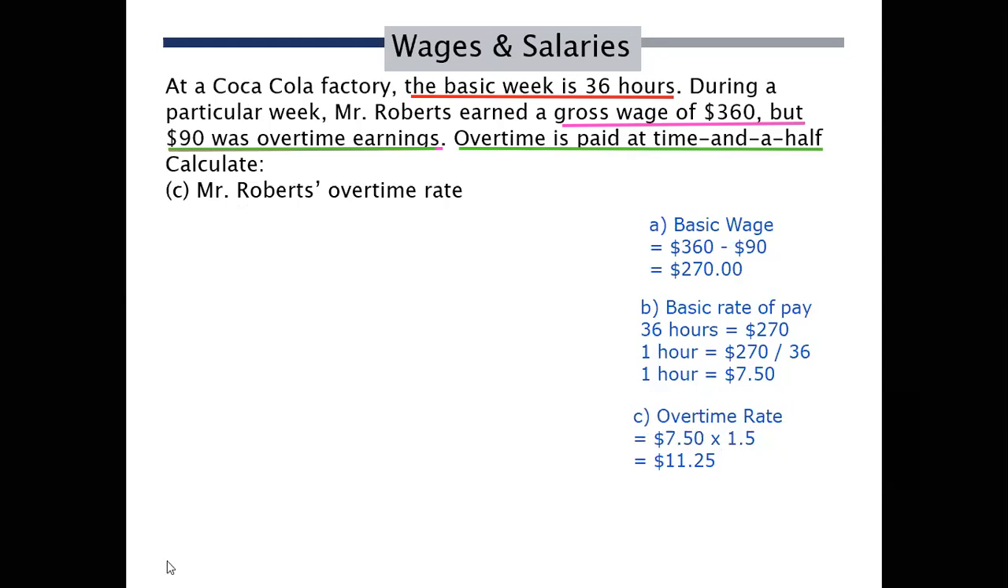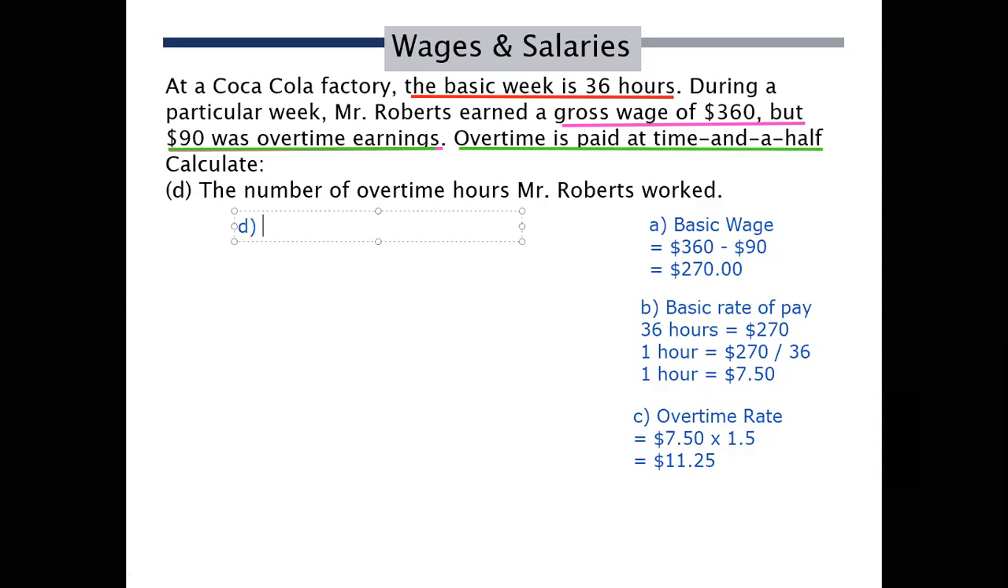Okay, let's move on now to question D. Question D says, calculate the number of overtime hours Mr. Roberts worked. That's where that $90 is going to come in, because I know that he made $90 worth of overtime and he's paid $11.25 per hour. So question D, overtime hours equals $90 divided by $11.25.